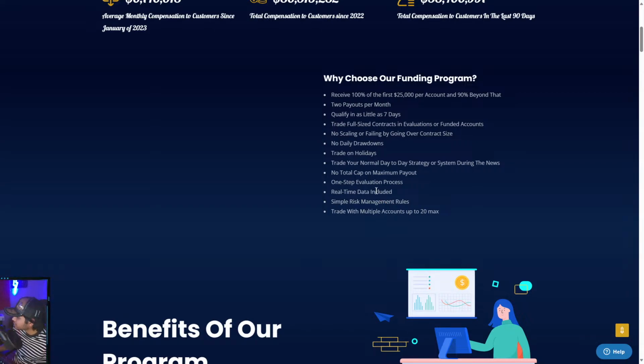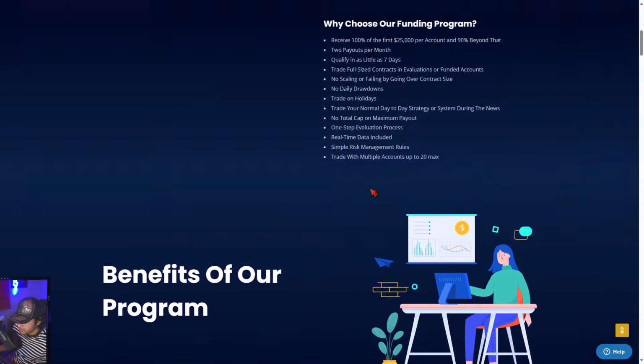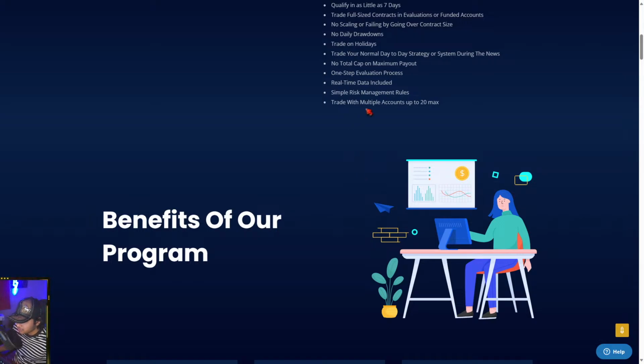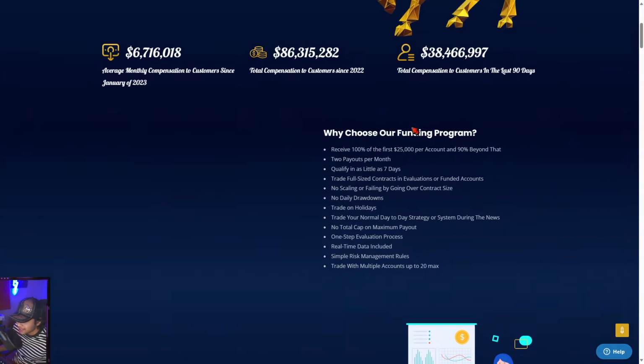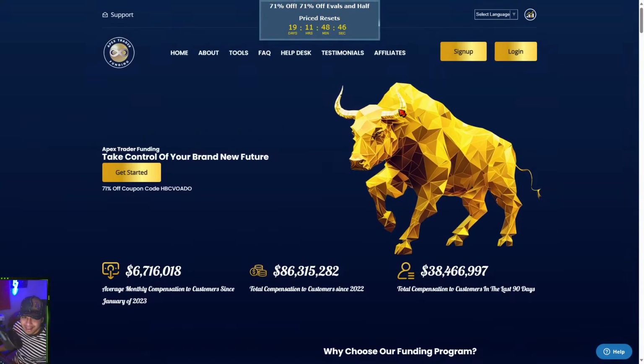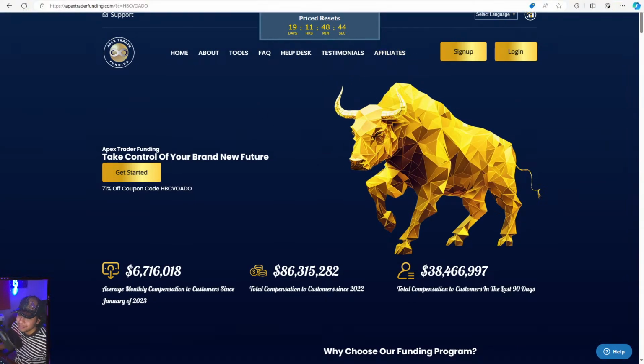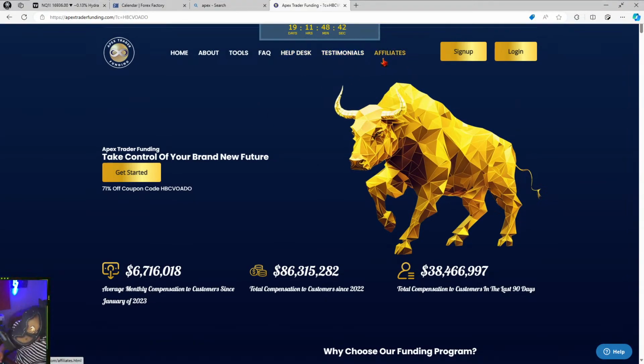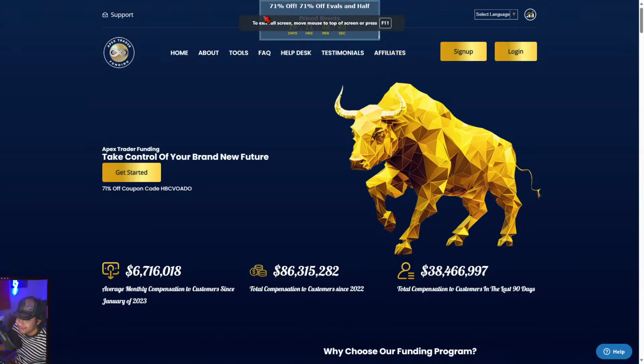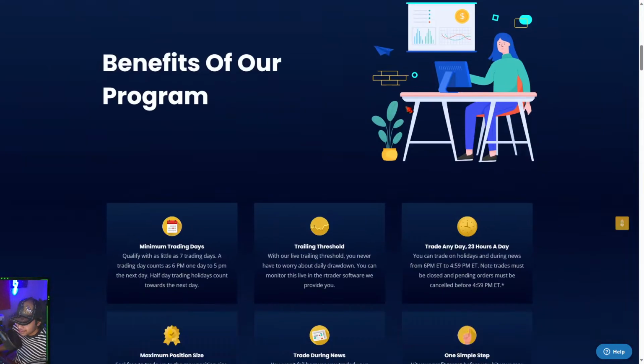There is a guy on Twitter who has gotten a 1 million payout from Apex, saying Jennifer. So trade with multiple accounts, up to 20 max. Seems like a pretty good offer, folks. I'm not gonna be lying, I never checked them out before. Look at the discount. I never saw any funding company giving so much discount. Top Step once did that, but it was like 60%. Never saw 71%.